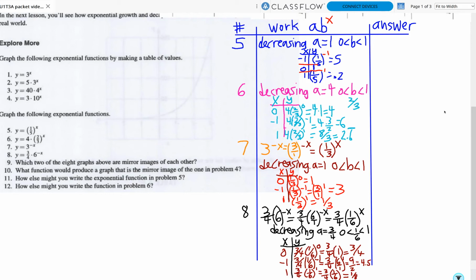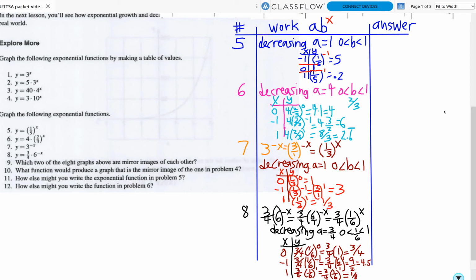There is a quiz coming up on Tuesday, so I'm adding to the video library. So the homework for Thursday was page 13 in your packet, and it was 5 through 12.